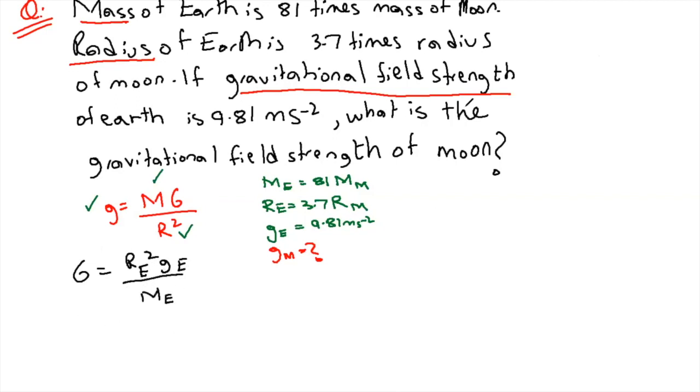Now, let's write the formula for Moon. It's going to be RM squared and gM and MM. Now, if you got these two, and if your answer is still incorrect, that means you had a calculation mistake. Fun fact, a lot of students have the right method, but they have the wrong answer.